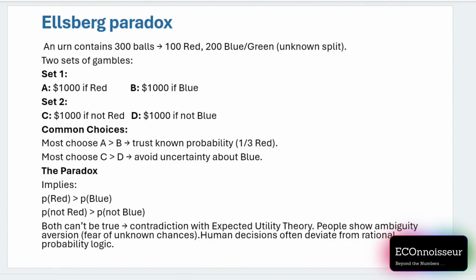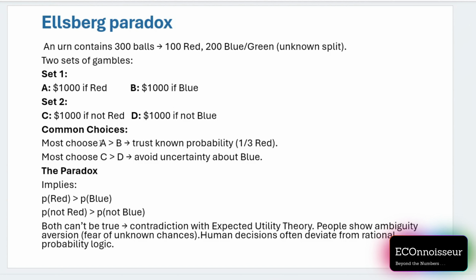The last paradox of today's class is the Ellsberg paradox. The Ellsberg paradox says that two things can be true simultaneously. For that, we can see that an urn contains 300 balls: 100 red, and 200 blue or green, which is unknown. So there are two sets of gambles. Set one is $1,000 if red and $1,000 if blue.